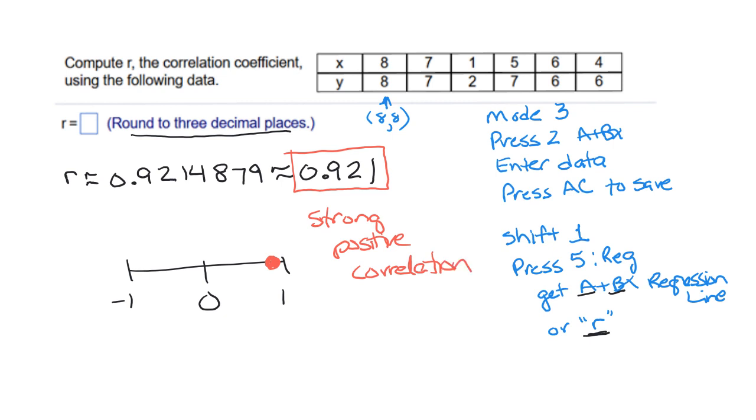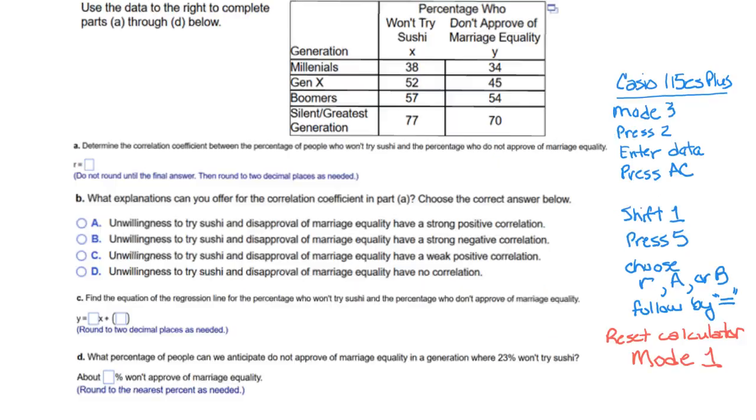All right, so make sure you go over to my math lab and look at the calculator notes and understand how to input this data. Let's try this application problem. So it has a few steps on there for us. The thing you need to look at is our chart, and it is measuring generation. We have our generation of individuals, and then we have percentages of who won't try sushi. That is our X variable. And then we have who don't approve marriage equality, and that is your Y variable.